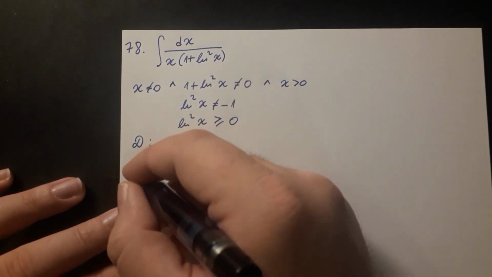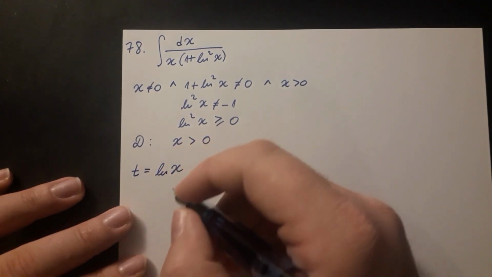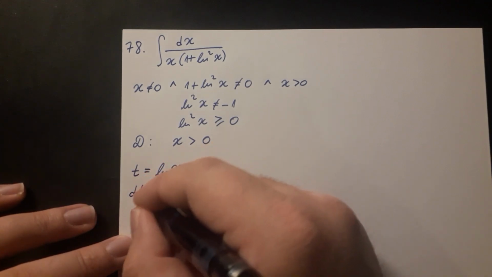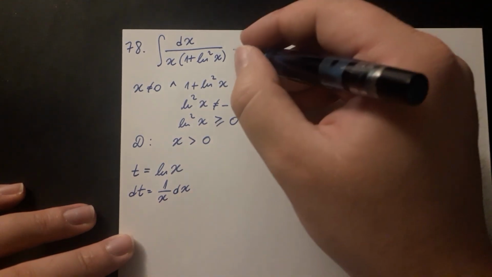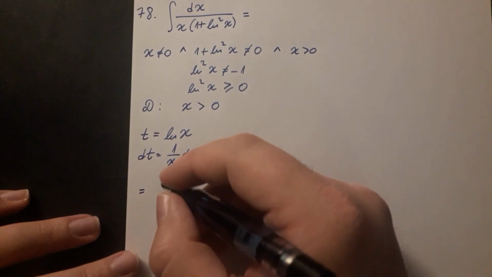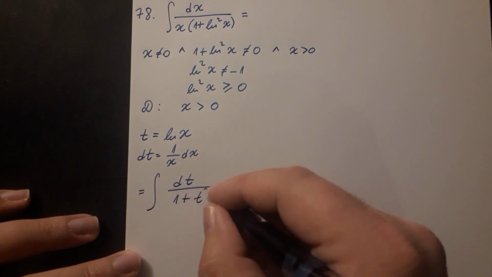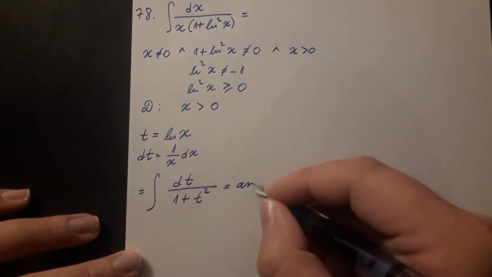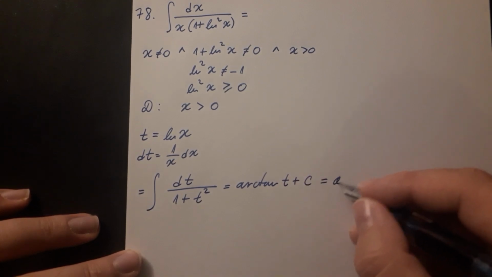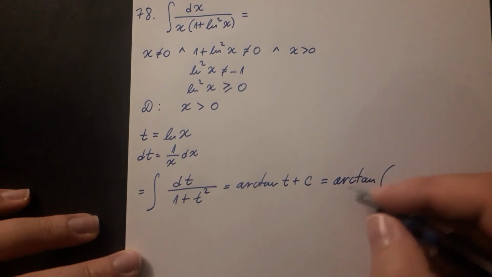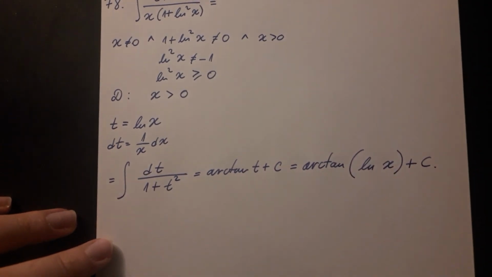We can solve this integral by introducing the substitution that t is equal to ln of x, and that means that the differential of t is equal to 1 divided by x dx. This integral using the substitution then becomes an integral of dt divided by 1 plus t squared, which is equal to arctangent of t plus an arbitrary constant c. And when we return into the x world, we get arctangent of ln x plus an arbitrary constant c.